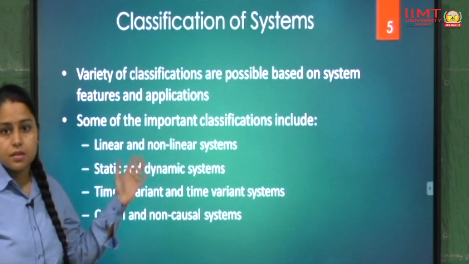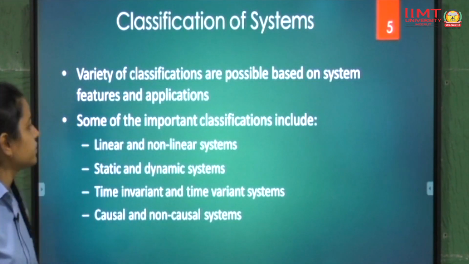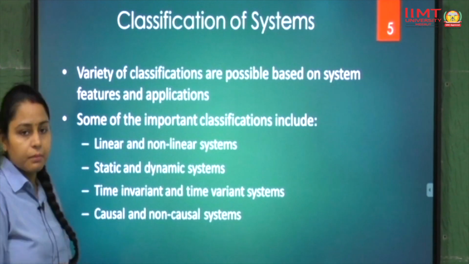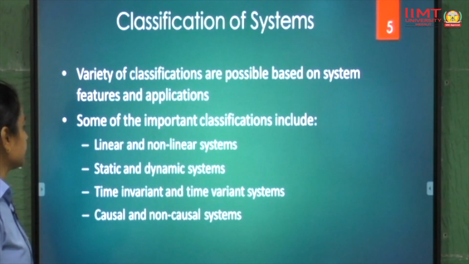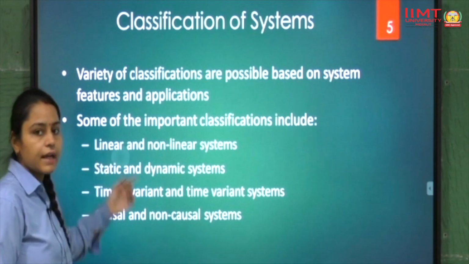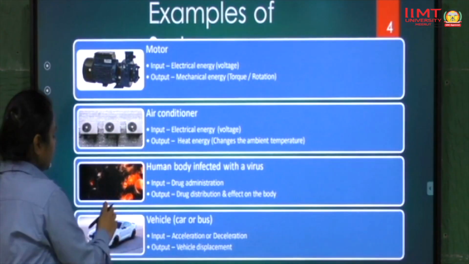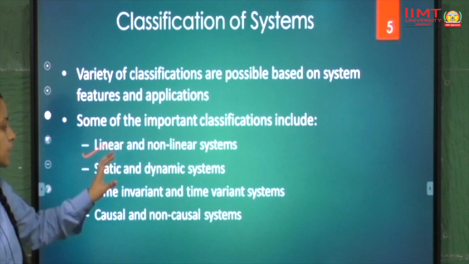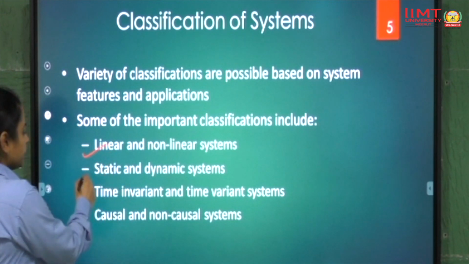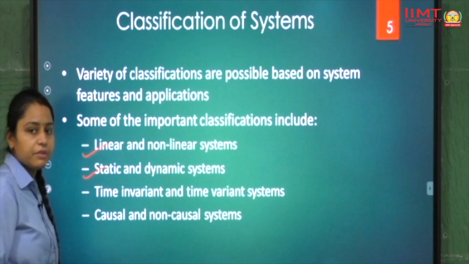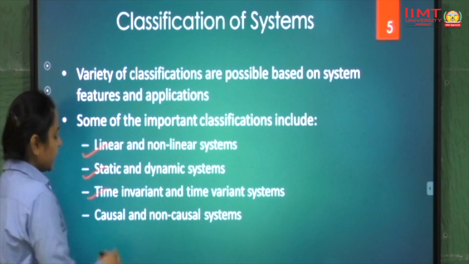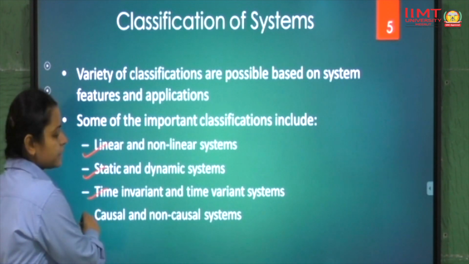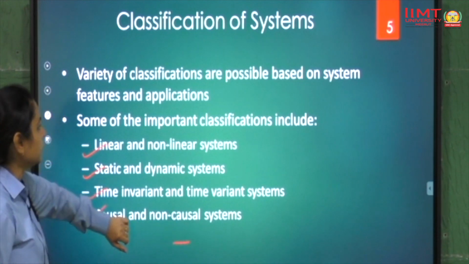This is the main classification of systems. There are multiple types of classification in control systems. One is linear and non-linear system, another is static and dynamic system, then time invariant and time varying system, and then causal and non-causal system. We will be studying these in detail one by one.